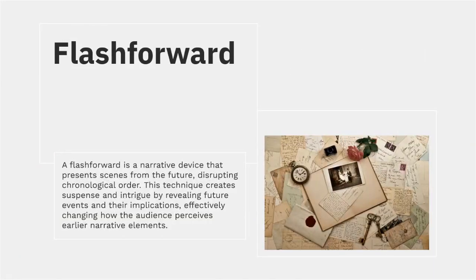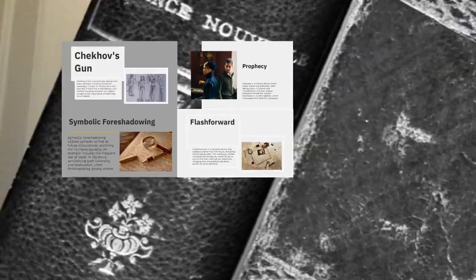And then we move on to flash forward. A flash forward is a narrative device that presents scenes from the future, disrupting chronological order. This technique creates suspense and intrigue by revealing future events and their implications, effectively changing how the audience perceives earlier narrative elements.